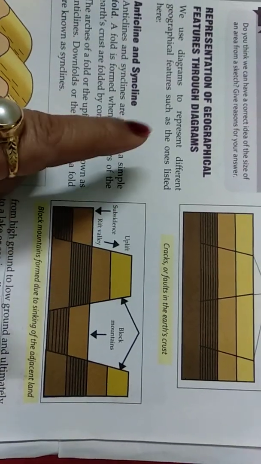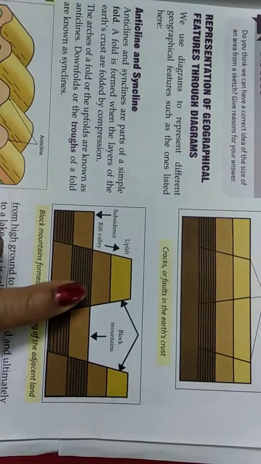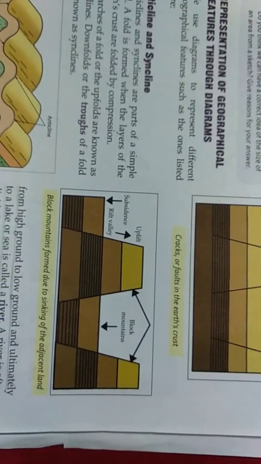Sometimes it can happen the reverse, that is, in a straight line, this portion is coming up. Then also fold mountains or block mountains occur.